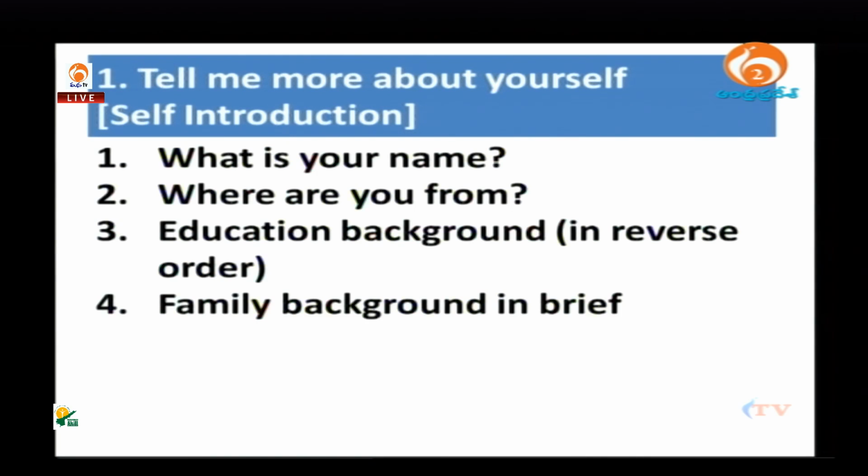The first one is, tell me more about yourself, which is your self introduction round. In this round, you are supposed to give details of your name, where you belong from, which city you have come from, and your education background in reverse order. I should also give brief information about my family background, not very detailed. This is the initiation of the interview. In 99% of interviews, it will be about, tell me more about yourself, or introduce yourself.